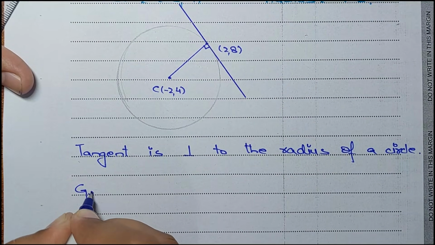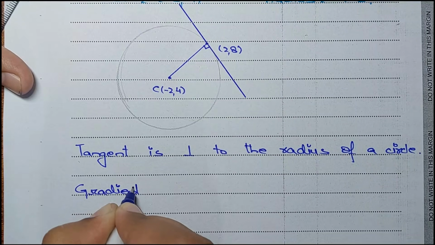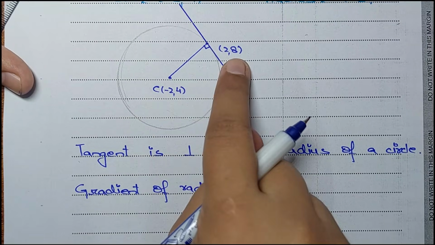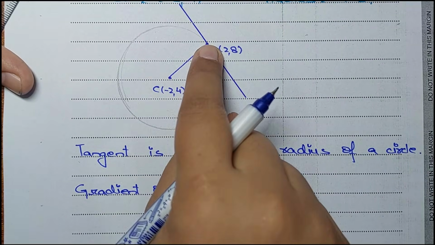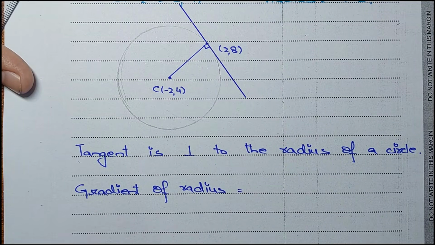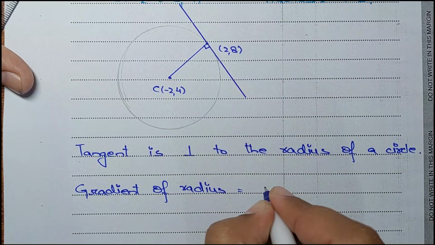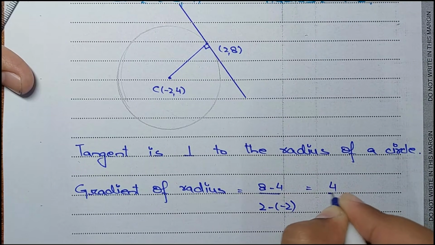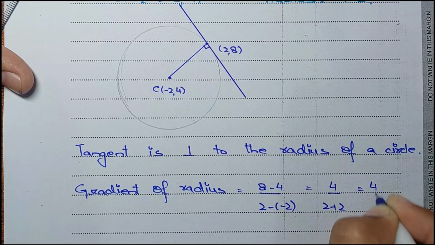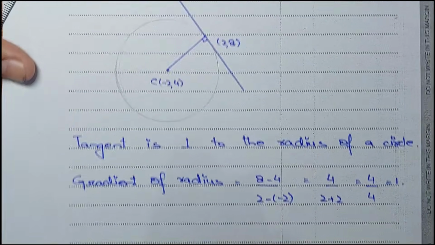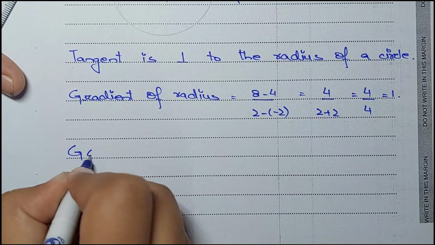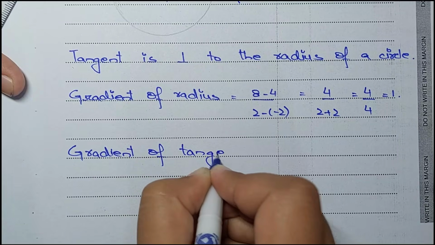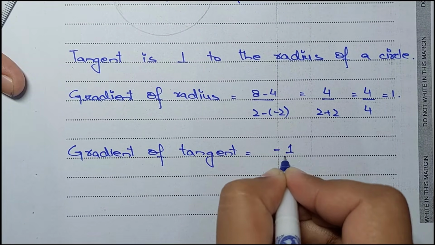So what is the gradient of the radius? The gradient of the radius, from the center to this point, is y2 minus y1 over x2 minus x1. y2 minus y1 is 8 minus 4, and x2 minus x1 is 2 minus minus 2. 8 take away 4 is 4 and 2 plus 2 is also 4. So 4 over 4 equals 1. This is the gradient of the radius. Now what is the gradient of the tangent? The gradient of the tangent is the negative reciprocal of the gradient of the radius, which is minus 1 over 1.